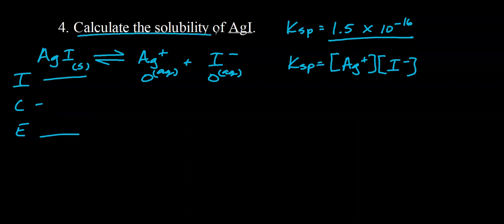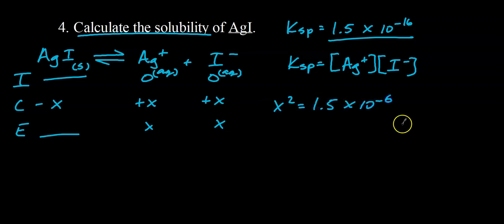Except that's what we're trying to find. We don't know the solubility. So what are we going to use in our ICE table? Sure, let's go ahead and use a variable. If that goes down by x, these will each go up by x. And so we have our equilibrium concentrations as variables. We'll plug them into our Ksp expression, so we get x squared equals 1.5 times 10 to the negative 16.